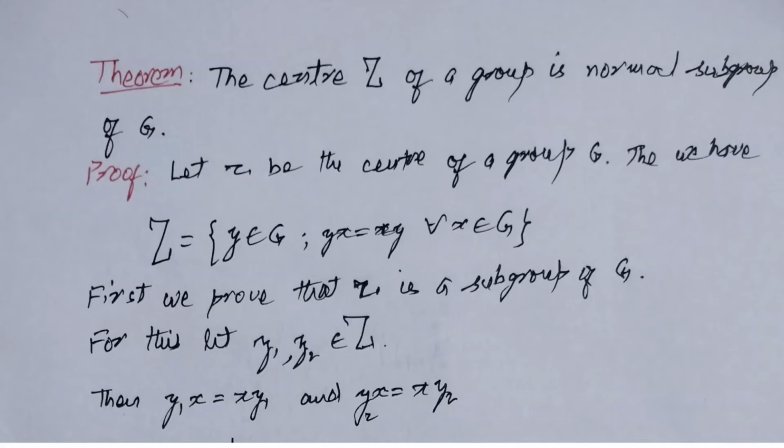First we prove that Z is a subgroup of G. For this, let z1, z2 belong to Z. That is, z1 and z2 are two elements of the center Z. Then, by the definition of center of a group, z1x equals xz1 and z2x equals xz2.